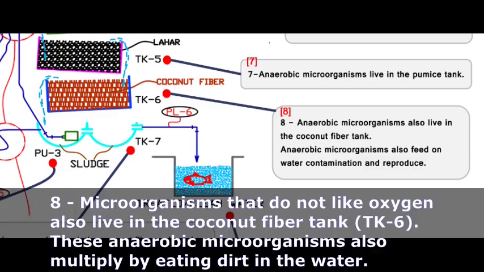Section 8. Microorganisms that do not like oxygen also live in the coconut fiber tank, TK6. These anaerobic microorganisms also multiply by eating dirt in the water.